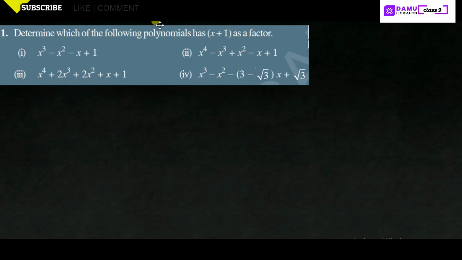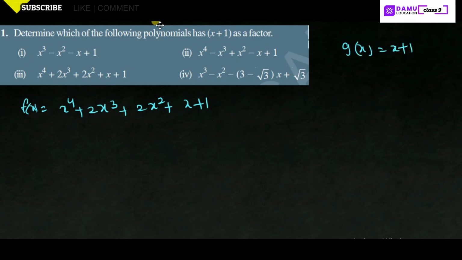Our next one. The third one, f of x is equal to x power 4 plus 2x cube plus 2x square plus x plus 1. Then what is the factor they are telling? g of x is equal to x plus 1. Equate with 0, then x is equal to minus 1. Substitute minus 1 here. If you get 0, then that is the factor.